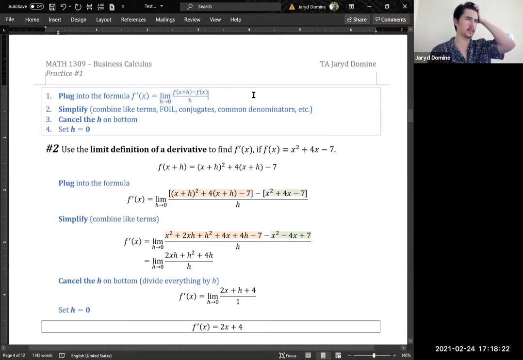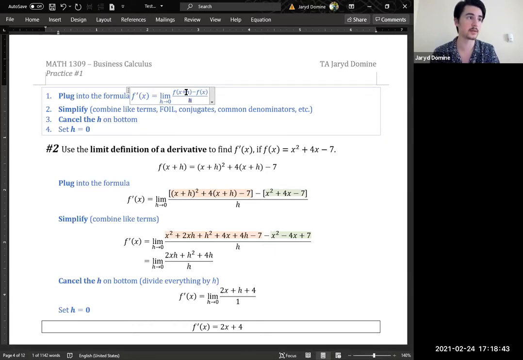I'm not sure if you'll be given that formula. I can ask later. But this is the formula, so you're just going to plug into this. Step 2 is to simplify with the ultimate goal of canceling the h on the bottom. Because if we try and plug in right now as it is, we'll have a 0 on the bottom. h goes to 0 would plug in a 0 on the bottom, and that might not be a nice number.